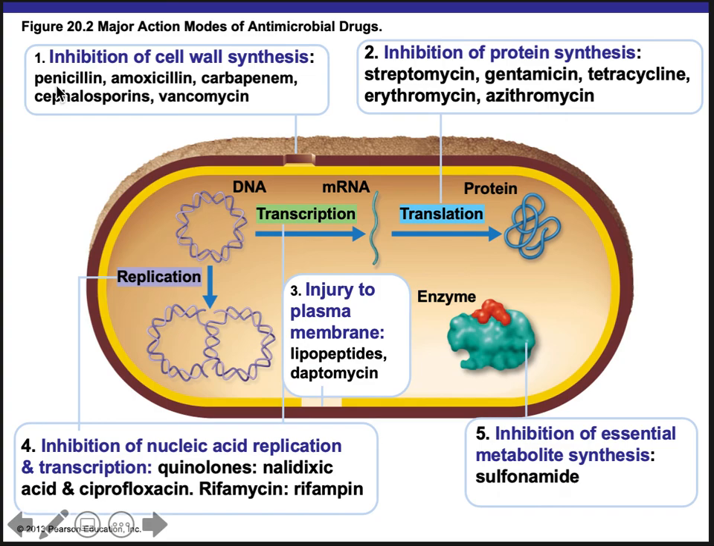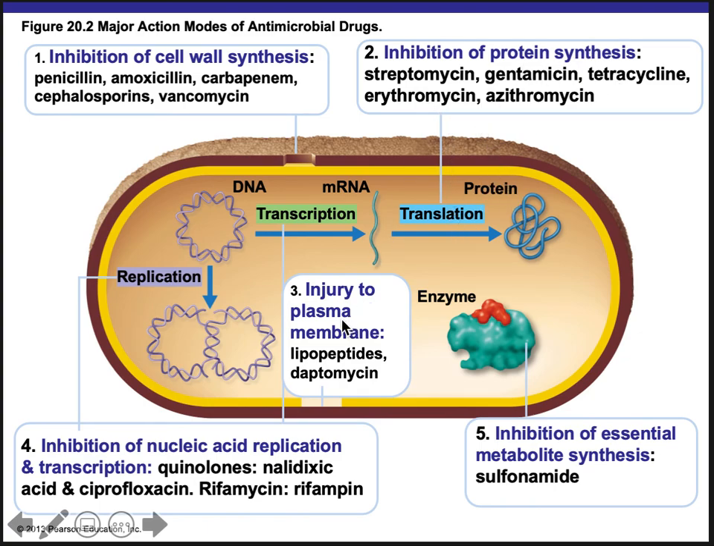So the first category we're going to look at are inhibitors of cell wall synthesis. And we're going to look at penicillin, amoxicillin, carbapenem, cephalosporin, and vancomycin. You see in this picture that it's showing the cell wall. It's acting on the cell wall. All of these are going to kill the bacteria. And then we have another group called inhibitors of protein synthesis. You see that the picture is pointing at translation, which is taking mRNA and making protein, so protein synthesis.